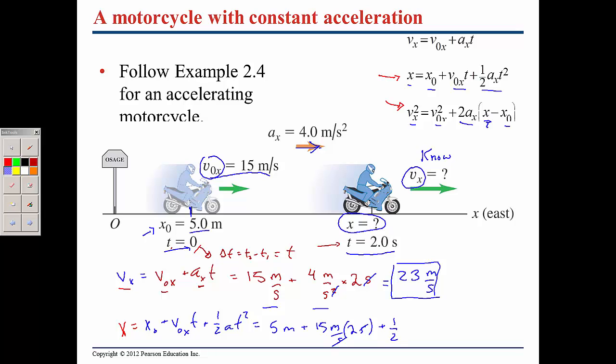And then 1/2, the acceleration is 4 meters per second squared, and the time is 2 seconds, quantity squared. And again, the seconds squared is going to cancel the seconds squared, so the unit here is going to be meters. And then you go ahead and you type that into your calculator and you come up with 43 meters to be the position traveled by our motorcycle. So that's a classic example of something moving with constant acceleration, and we're able to solve for two things given some known quantities.